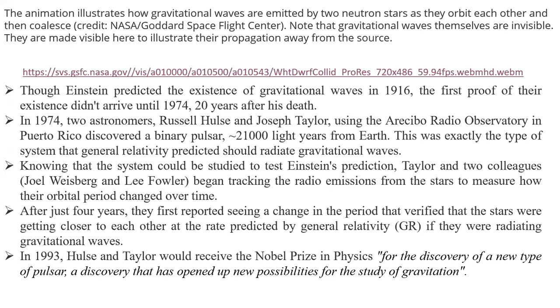another group of scientists, colleagues in fact, Taylor with Joel Weisberg and Lee Fowler, began tracking the radio emissions from the stars to measure how their orbital period changed over time. Orbital period means, due to the angular speed, they are revolving around some common center of mass, how that evolved. They put in an effort to understand that.